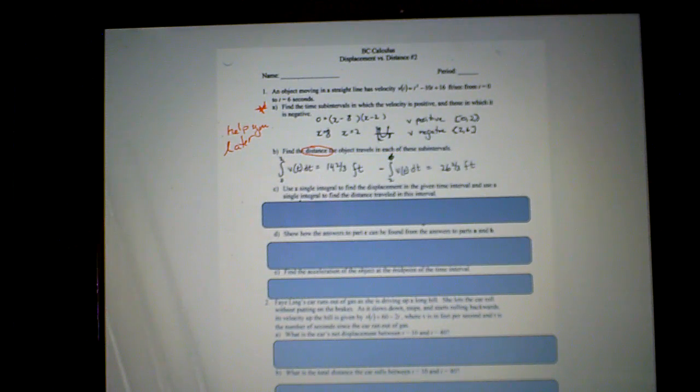Find the total distance means I need to negate what's happening. So going from 0 to 2, I need to negate any negative. So going from 0 to 2, this function was positive, so I could just integrate velocity, just use my calculator. But then I negated integrating from 2 to 6, because from 2 to 6... is that 2 to 6 or 2 to 8? What is that? Oh, 2 to 6, right, on each one of these intervals.